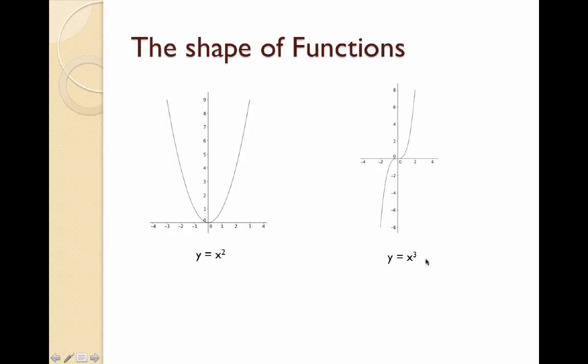When we have odd functions, that is when we have a degree of 1, 3, 5, or 7, we will start and finish in opposite directions. So this cubic here starts negative and finishes positive. And that rule pretty much stays true for all graphs.